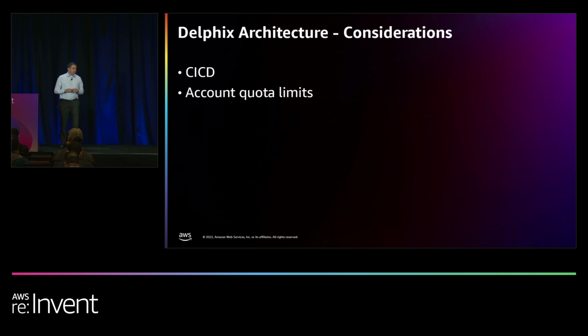In addition to that, you need to think about account quota limits. So for us, because of the level of granularity that we chose within our zero trust posture, we have a bucket per tenant and IAM roles per tenant. In order to scale, you will eventually need to support multiple AWS accounts.